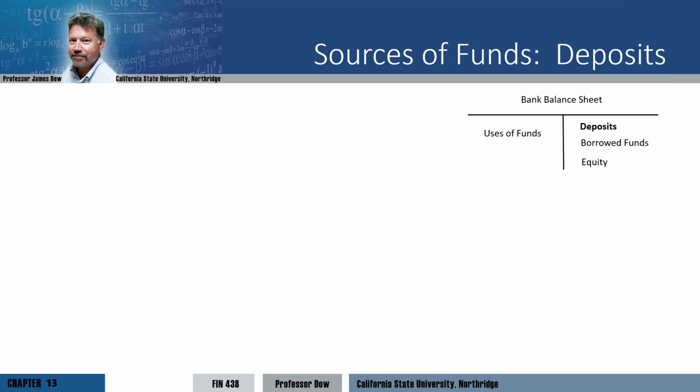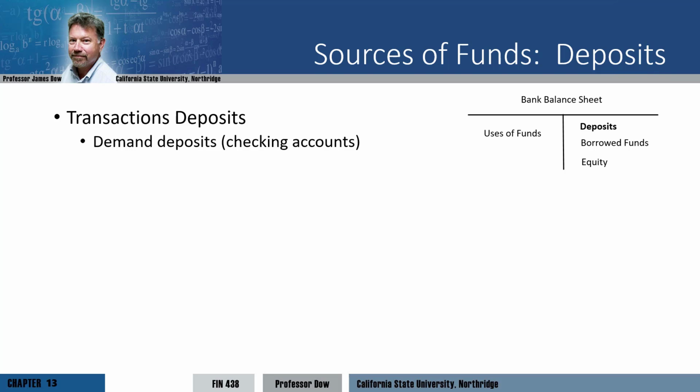There are various kinds of bank deposits. Transactions accounts are deposits used for making payments. These are commonly called checking accounts. Another name for checking accounts is demand deposits, because the money is available on demand. Some demand deposits do not pay interest, which was the law until 1980. Demand deposits that pay interest are called NOW accounts.